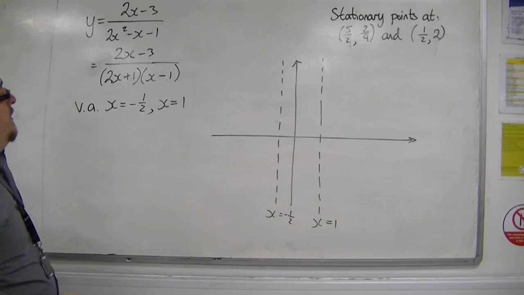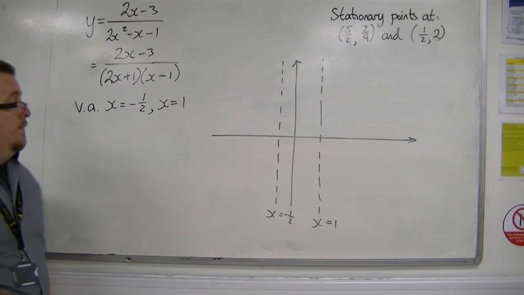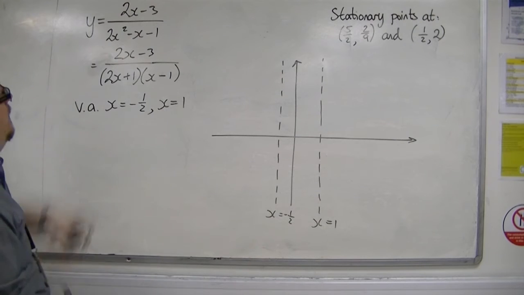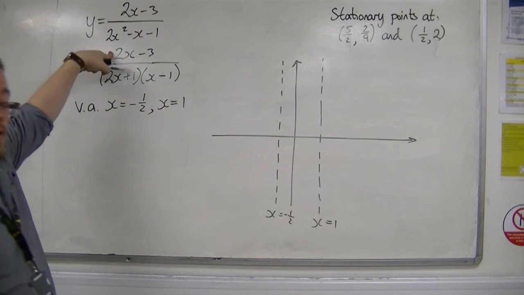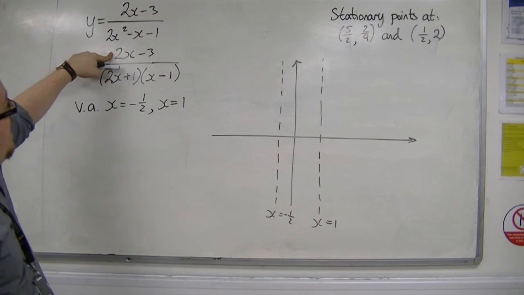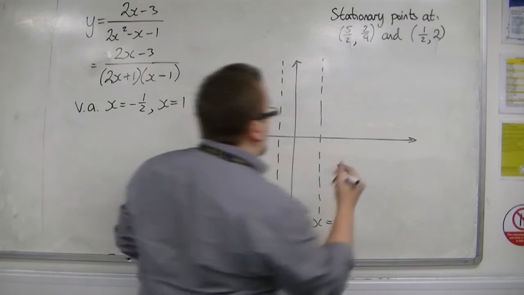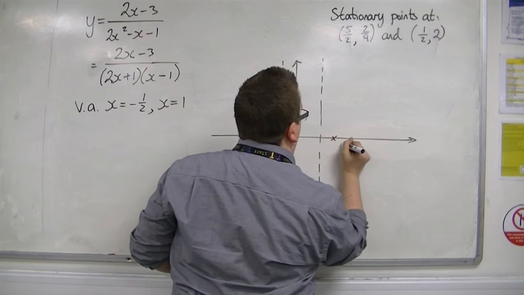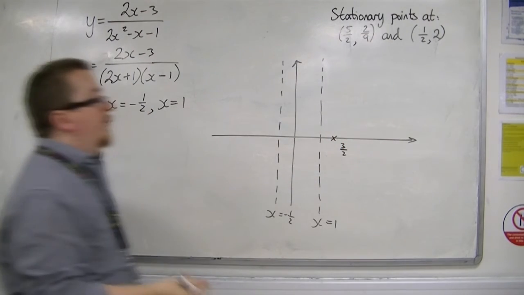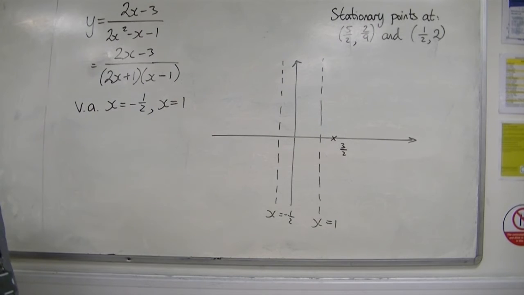Now, we're also going to need to know where it's crossing the x-axis. So that's when the numerator is 0. So that will happen when x is equal to 3 halves. It's about there. That's where it's crossing the x-axis.